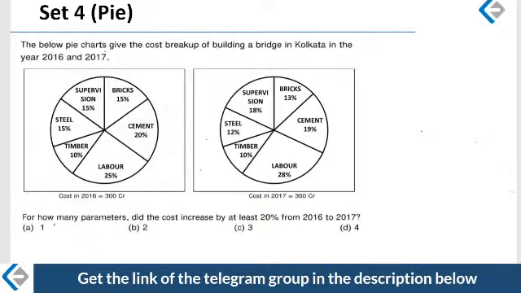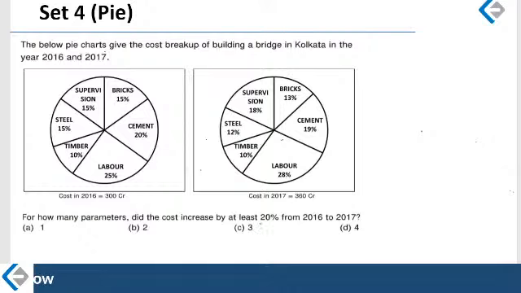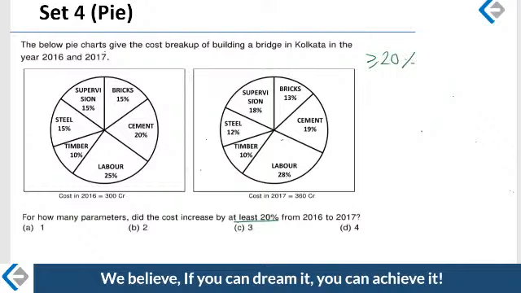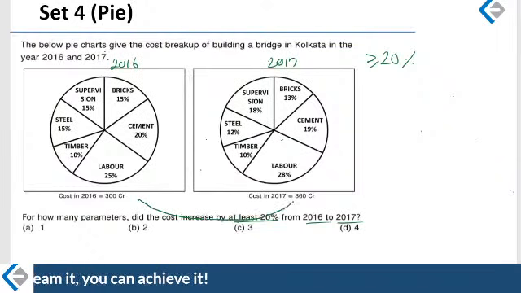Now take a look at this. For how many parameters, where bricks is a parameter, cement is a parameter, labor is a parameter, etc., did the cost increase by at least 20%, that is, greater than or equal to 20%, from 2016 to 2017? This data is for 2016 and this data is for 2017. Now look at the base, my friends. The base has grown by 20%.